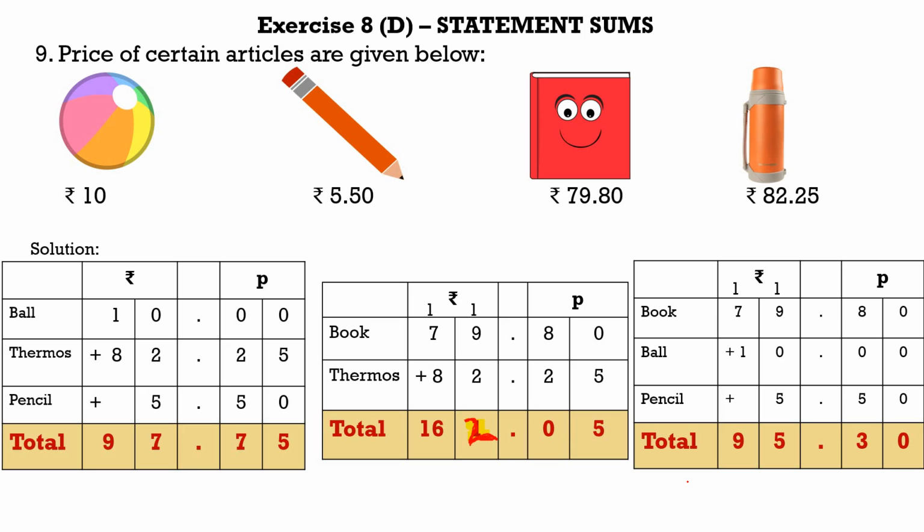So we have got the additions of all the three sums given to us. In the first part, they had asked us to add the ball, the thermos and the pencil's cost. In the second one, they had asked us to add book and thermos. The third one, they had asked us to add the cost of book, ball and pencil.